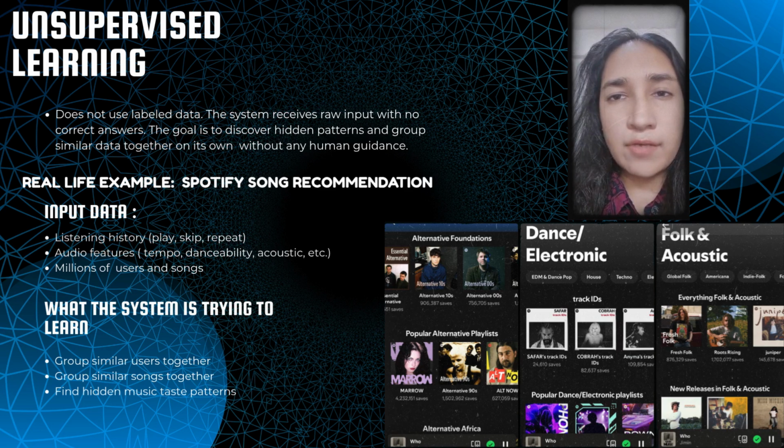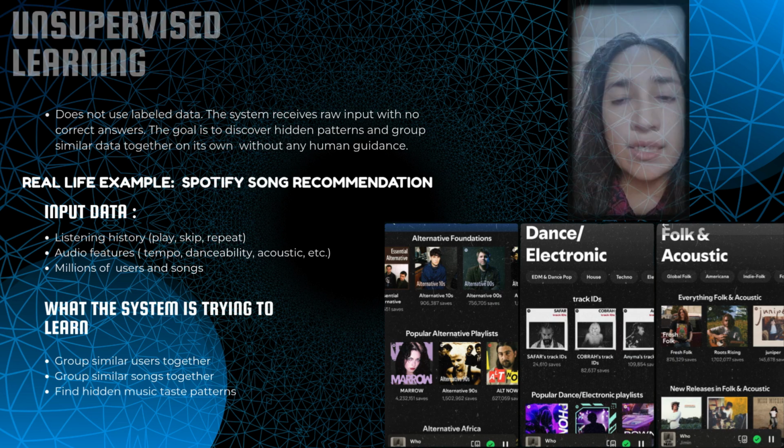What the system is trying to learn is to discover hidden patterns. It automatically groups similar users together and groups similar songs together. This allows Spotify to understand music taste and recommend songs users might like, even from artists they have never heard before. This is a great real-life example of how unsupervised learning works with raw unlabeled data.